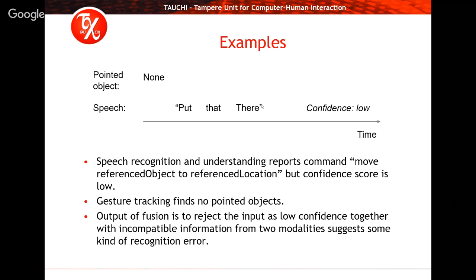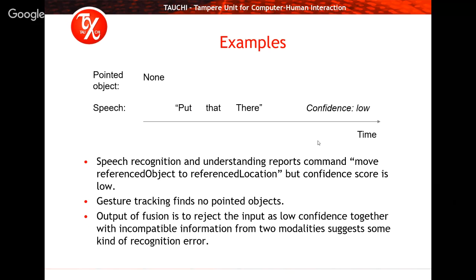Then what if the fusion engine receives something like this? "Put that there", but no pointing information. And in this case, we might have a low confidence score. What should the fusion engine do in this case? Based on this, it might reject the input, just decide that probably the user wasn't speaking to the system. It was just some background noise, maybe. It's best to ignore. And it can do this based on the combination of these two modalities.